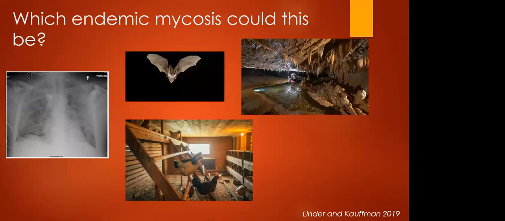The next one is this. So this is a patient with a very bad pneumonia. There are bats, there are caves, and there's bird coops. So which endemic mycosis could this be? A, sporotrichosis, B, histoplasmosis, C, blastomycosis, or D, emergomycosis.